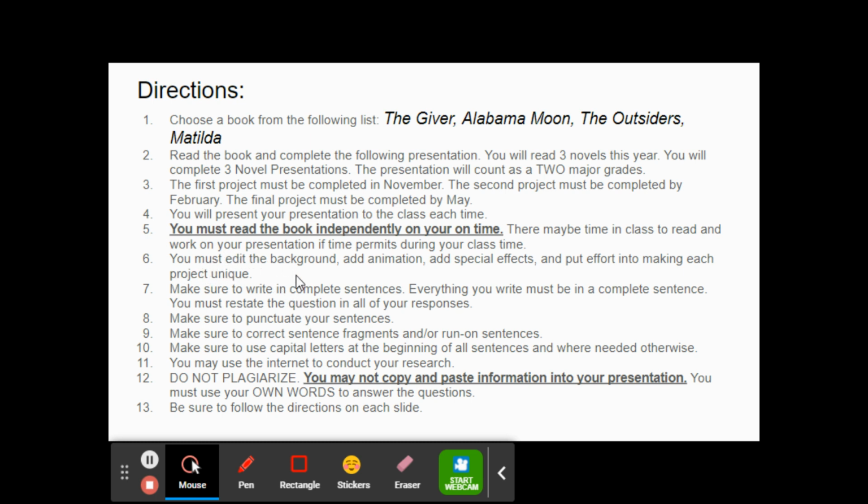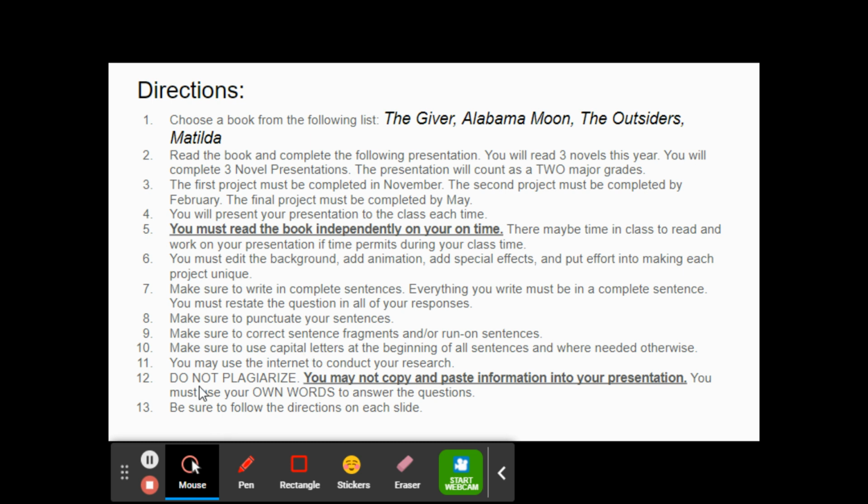All right, now go back up here, right here where it says number 6. You must edit the background, add animation. Okay, you cannot make it to where we cannot read it. All right, it has to be where we can see what you have typed. Do not get too carried away. Does everybody understand that statement? Okay.